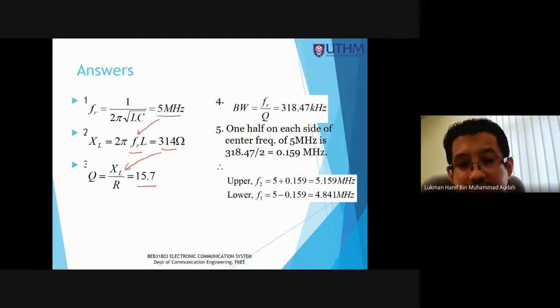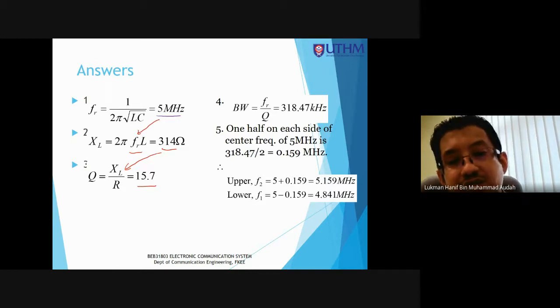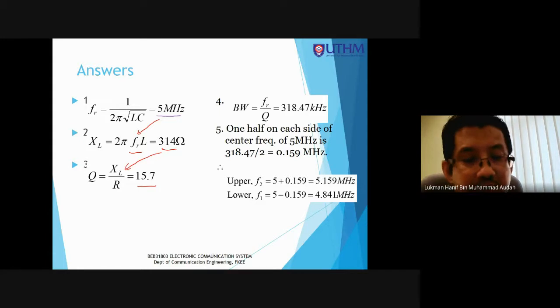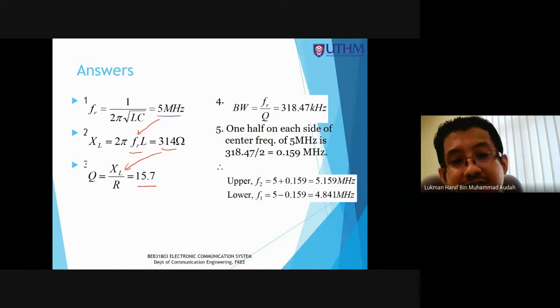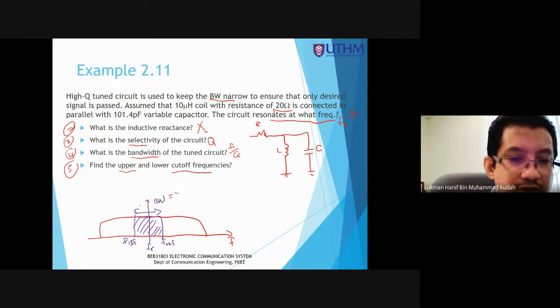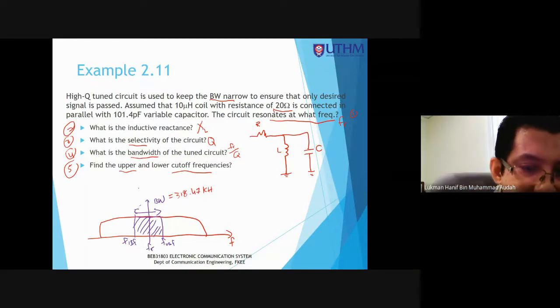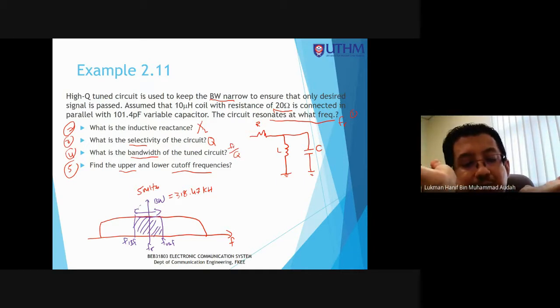And then the question asks how much is the bandwidth of the tuned circuit. The bandwidth is equal to the resonant frequency divided by the quality factor. That means 5 mega divided by 15.7. So you get 318.47 kilohertz. So the bandwidth here is 318.47 kilohertz, and the center here is 5 mega. The center frequency is 5 mega and its width is 318.47 kilohertz.